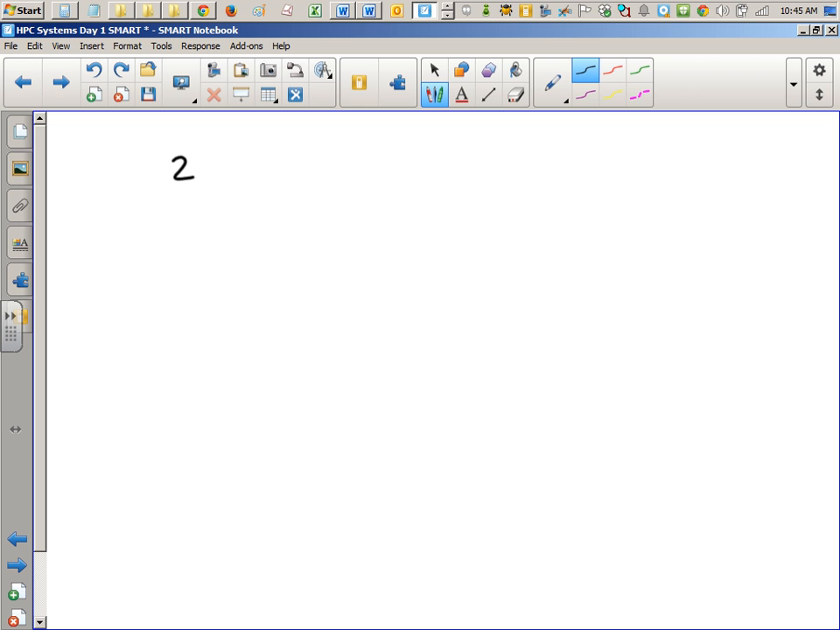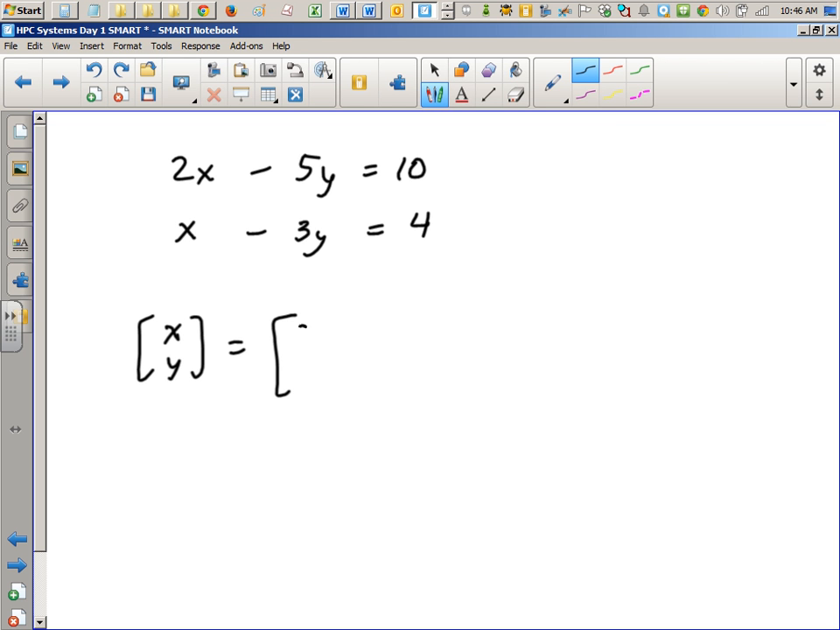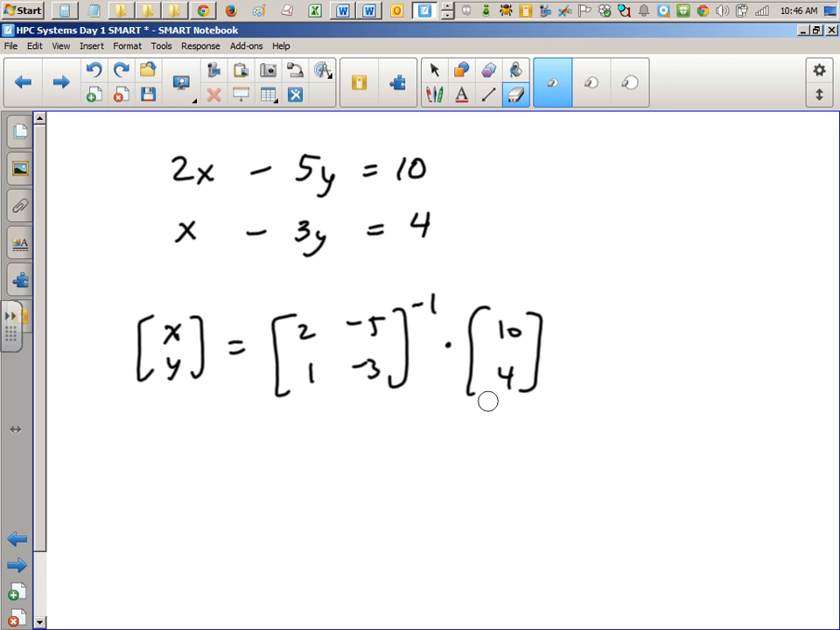Let's say that you had a system 2x minus 5y equals 10. And I don't know, maybe x minus 3y equals 4. You really are boiling it down to this simple problem. Watch. X and y should be the inverse matrix of 2, negative 5, 1, negative 3, multiplied by the right-hand side matrix 10, 4. So I just rewrote the question real quick. It's actually ready to solve. This symbol right here means reciprocal matrix of, or inverse matrix.